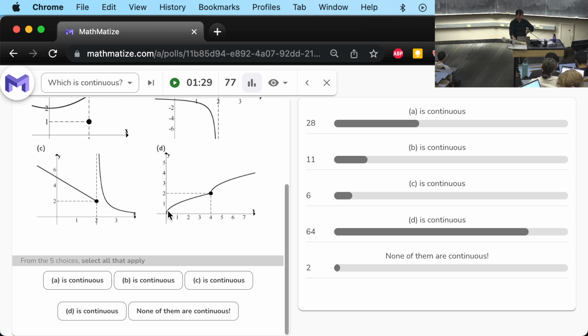Can you draw D without taking your pen off the page? Look, here, I'm going to do it. Whoop, and then whoop. So it's no problem. You kind of do this. You have to pause at that little point to change direction, but that's okay. So D is definitely continuous. You guys all got this one right.